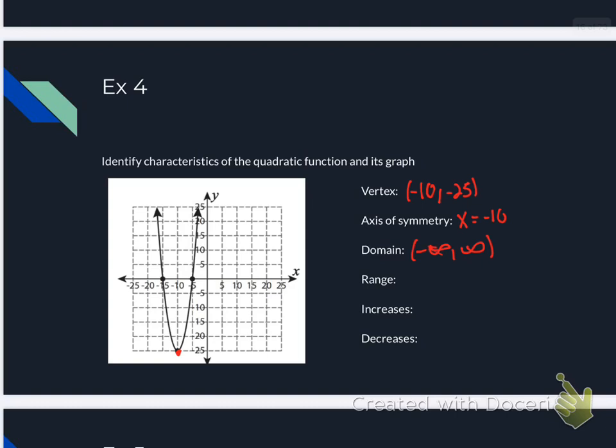Our range, so our smallest value is that negative 25. It's at that negative 25. And then our positive value, the highest it gets, is infinity.